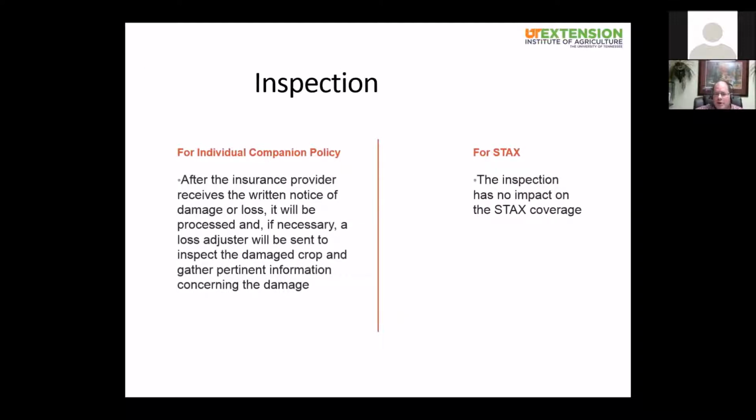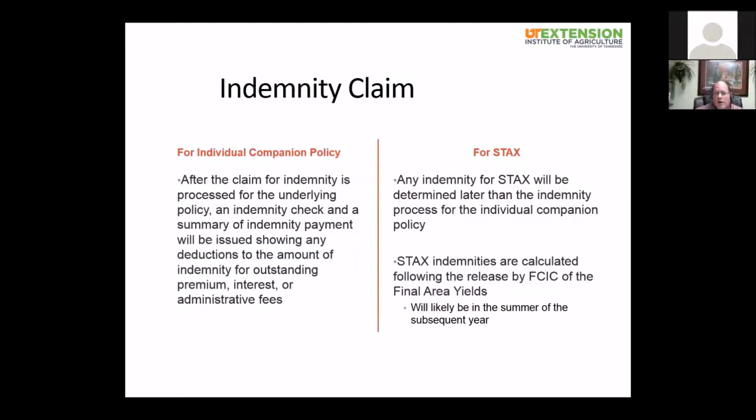There is no inspection and no impact on the STAX coverage, as compared to if you had a companion policy. There would be some inspection by a loss adjuster. Indemnity claim: typically, on a companion policy, the claim for an indemnity is processed after the adjuster comes out and looks at it. An indemnity check and summary of the indemnity payment is issued, which deducts out any outstanding premium that's owed.